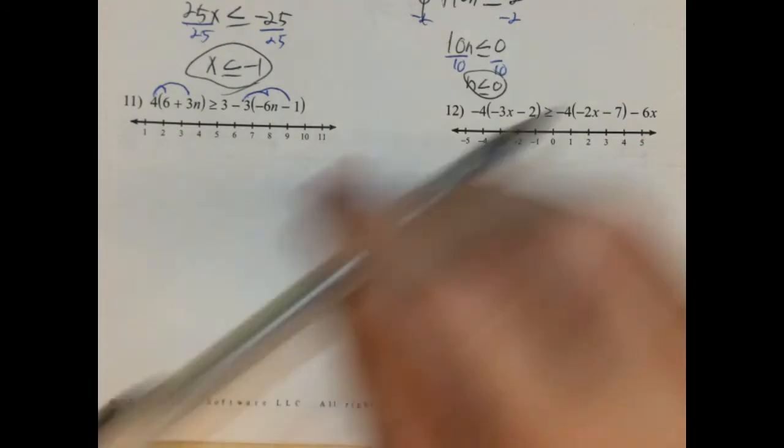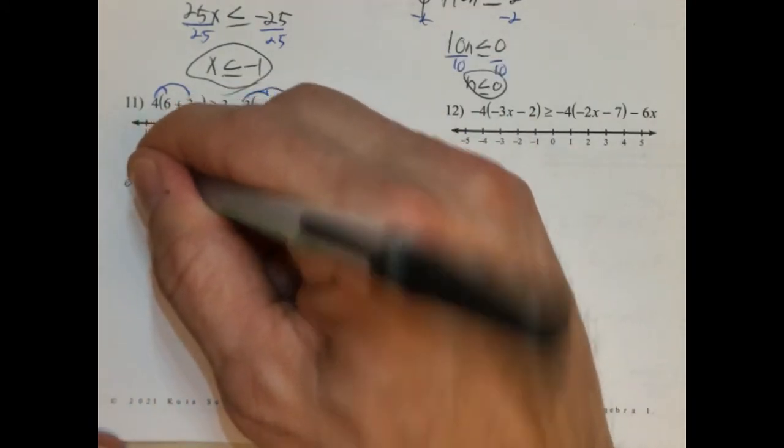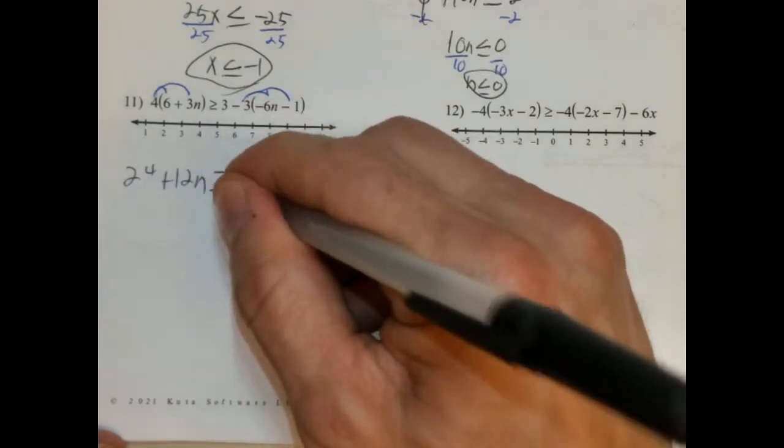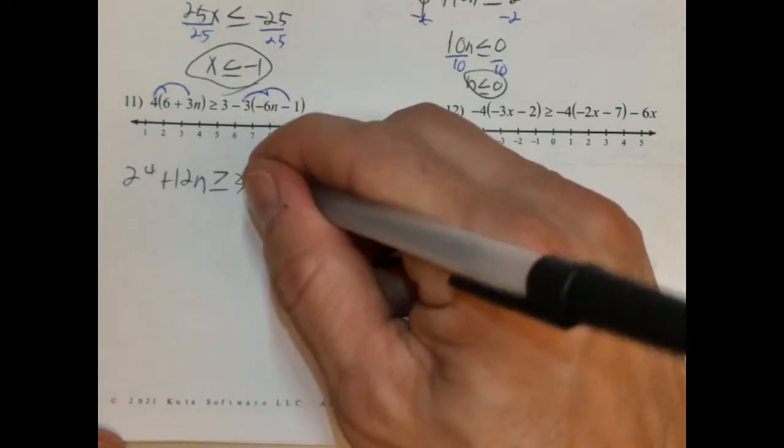So we're going to distribute the 4. And we're going to distribute the negative 3. That is a negative 3. Don't forget that negative sign is attached to that 3. So 4 times 6 is 24. 4 times 3n is plus 12n. Greater than or equal to 3. And negative 3 times negative 6n is going to be positive 18n.